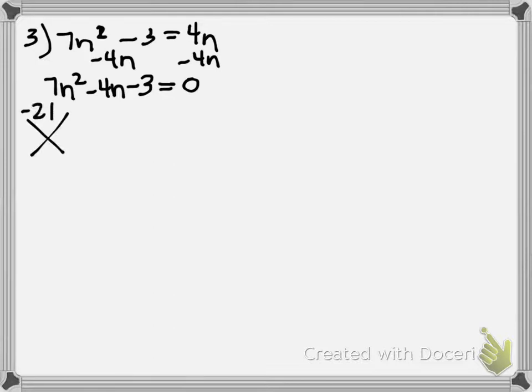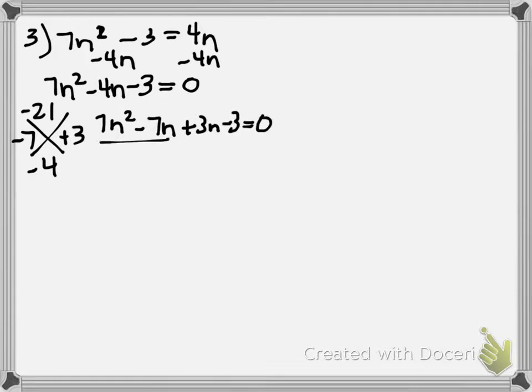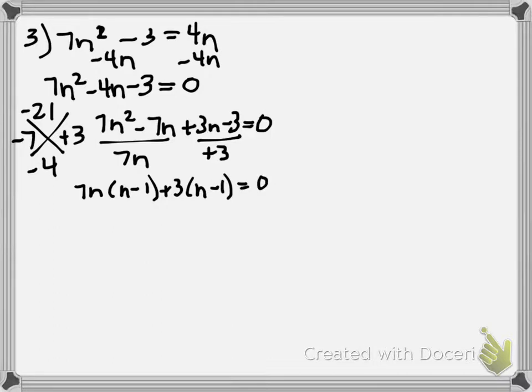So I'm looking for factors of negative 21 that add to give me negative 4. And what would those be? Negative 7, positive 3. So this becomes 7n squared minus 7n plus 3n minus 3 equals 0. And then I factor by grouping. These two have a 7n in common, giving me 7n times the quantity n minus 1. These two have a positive 3 in common, giving me 3 times n minus 1. I have the common binomial of n minus 1, and the coefficients 7n plus 3 form their own binomial.